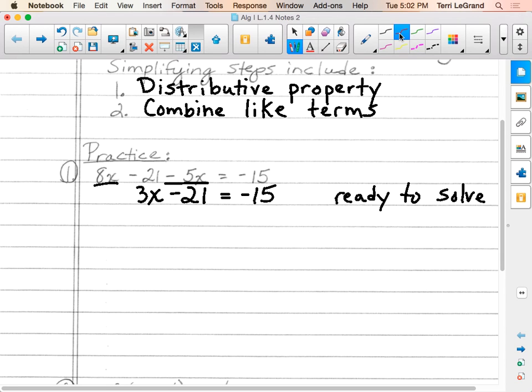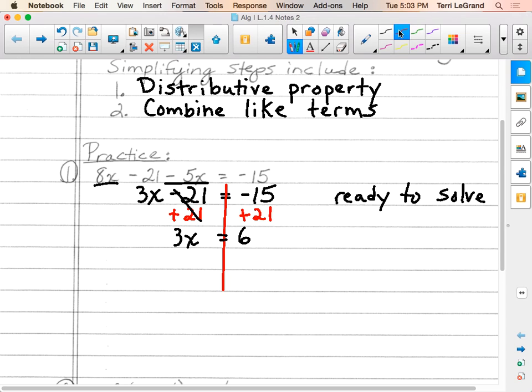Our first move would be to get rid of the constant on the left side. So we're going to add our 21 to both sides. And the result should be, these will cancel each other out. We'll have just the 3x left over on the left side. And now we have to determine what is negative 15 plus 21. I get 6. Hopefully you do too.